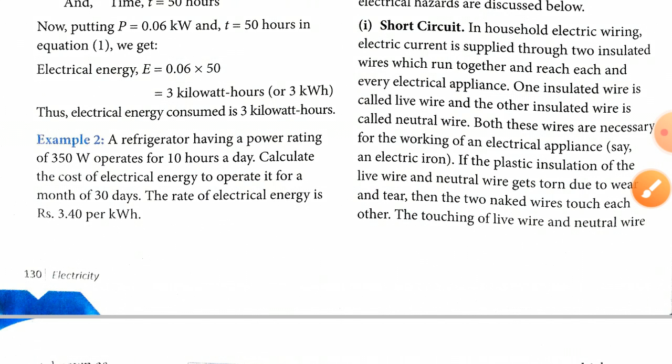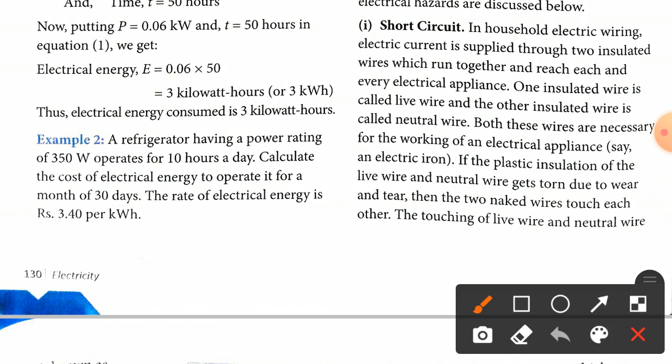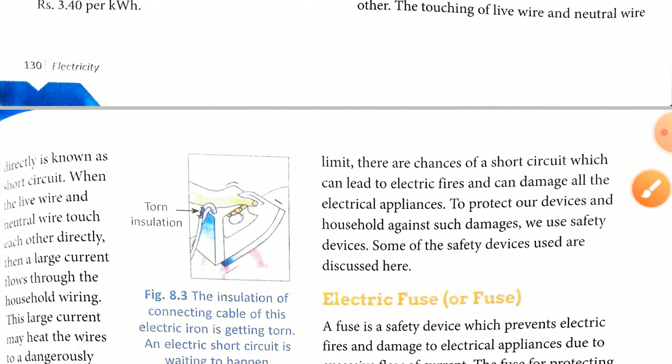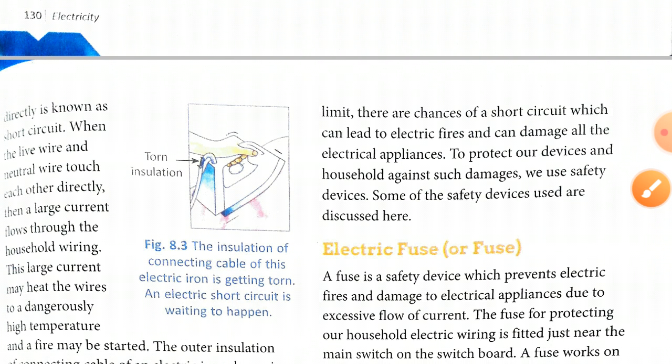Both these wires are necessary for the working of an electrical appliance, say an electric iron. If the plastic insulation of the live wire and the neutral wire gets torn due to wear and tear, then the two naked wires touch each other. The touching of the live and the neutral wire results in a short circuit. Clear? If the two wires are connected, then there is a short circuit.